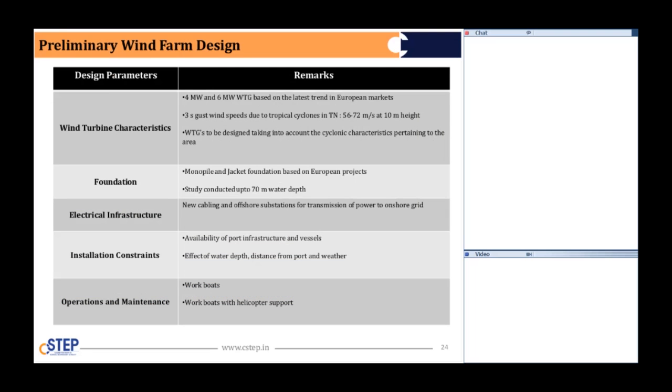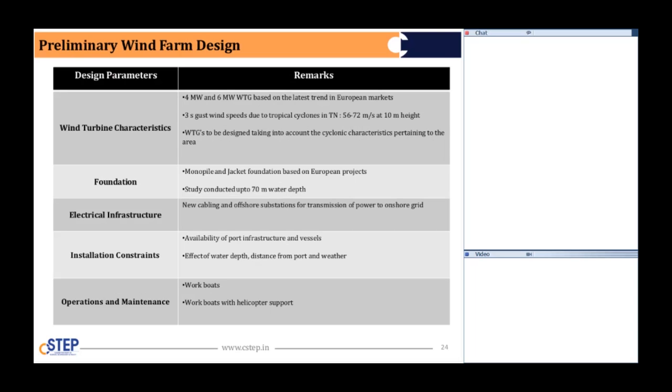Now, after we've defined and highlighted all the tentative zones, it was necessary to then delve deeper into the preliminary wind farm designing concepts. So this section of the webinar discusses design considerations for a typical commercial scale offshore wind project. It also elaborates further on some technical considerations and potential risks at zone level.